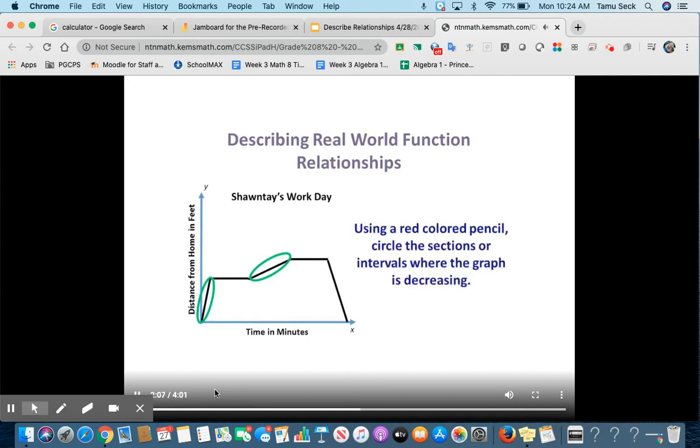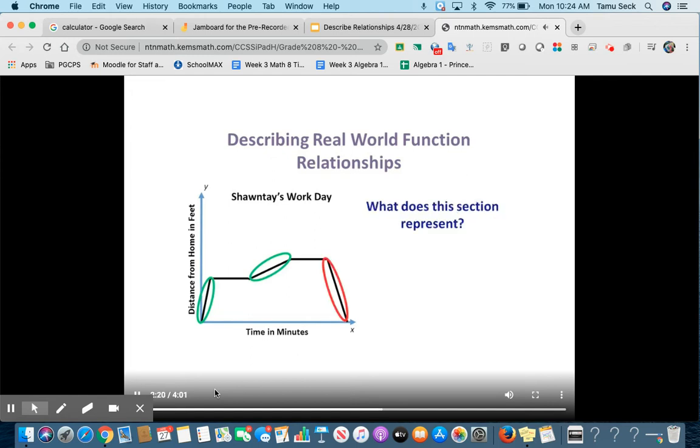Now, using a red-colored pencil, circle the sections or intervals where the graph is decreasing. Here is where the graph is decreasing. What does this section represent? In this section, Shantae's distance from home is decreasing, or she is getting closer to home. How do you know this? We know this because the vertical distance from the x-axis is decreasing.